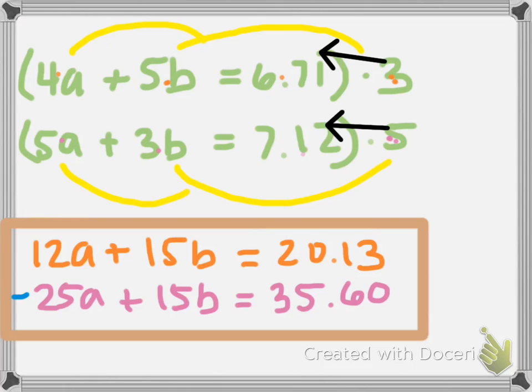The total for the first equation will be 6.71 times 3 equals 20.13. 5B times 3 equals 15B. And 4A times 3 equals 12A. For the second equation, you would get 5 times negative 5 equals negative 25A. 3 times 5 equals 15, and 7.12 times 5 equals 35.60.